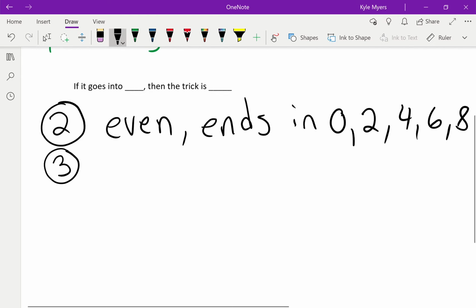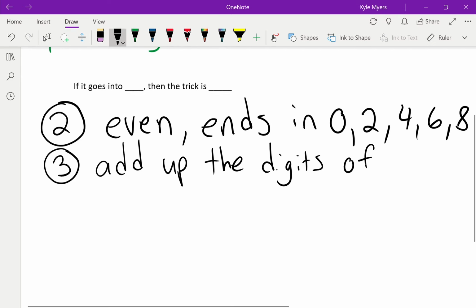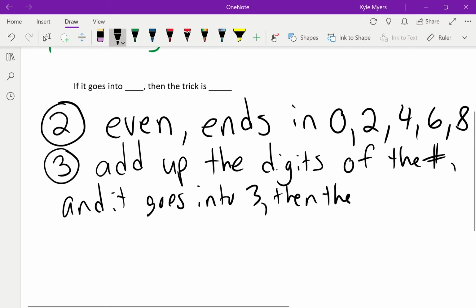But anyways, the trick for threes is really cool. So I'm going to use slightly technical language maybe, and then I'll use an example to make it make more sense. So if you take the sum, I'll just say add. If you add up the digits of the number, that's not a hashtag, it means number. Add up the digits of the number, and it goes into 3, then the number goes into 3. It's a much longer description than the 2. The 2 is super easy.